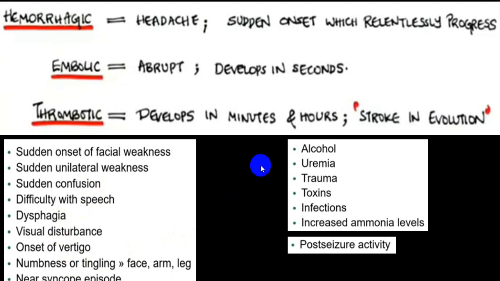You must be able to differentiate from other conditions which mimic stroke, that is alcohol, uremia, traumatic injury, toxins, infections, post seizures. These conditions can mimic stroke. TIA will develop and will recover completely, and it may last for a few seconds to a few minutes, very rarely hours, but never more than 24 hours.